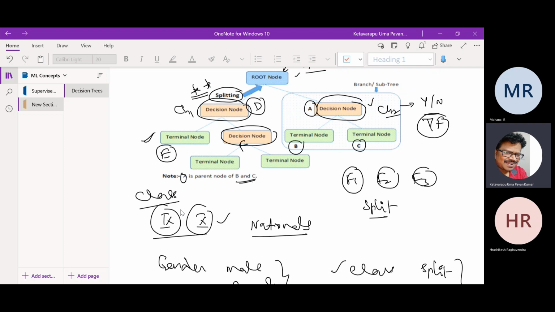So the parent node of E and F is D, and for this D we are having one terminal node and one subtree actually. This again resembles a subtree. That's what I said: recursive method, inductive learning, or divide and conquer are all alternatives to the decision tree.